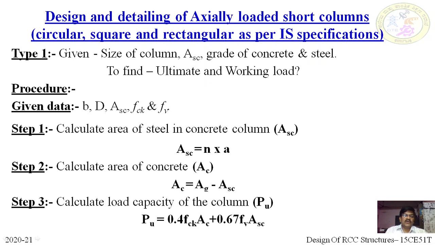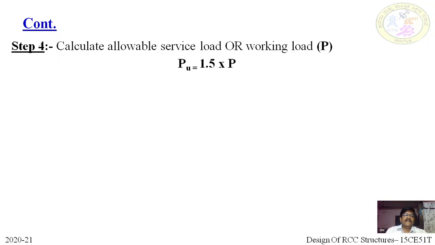Calculate the load capacity of the column using the formula PU equals 0.4 FCK AC plus 0.67 FY ASC. From the above we get PU. From the PU we have to calculate the working load. We know PU equals 1.5 times P. Therefore P equals PU divided by 1.5.